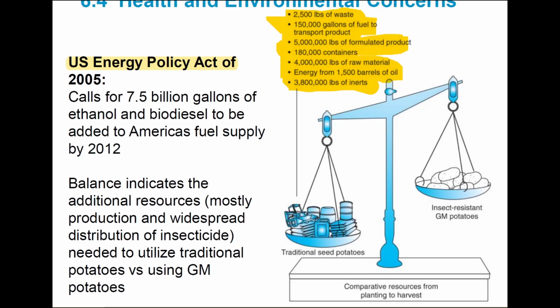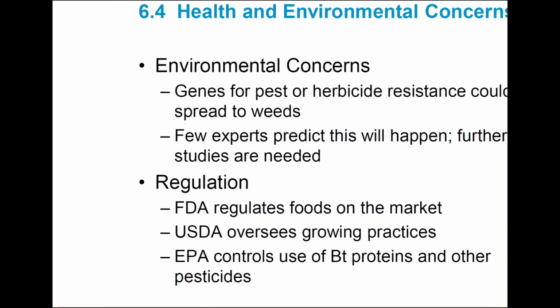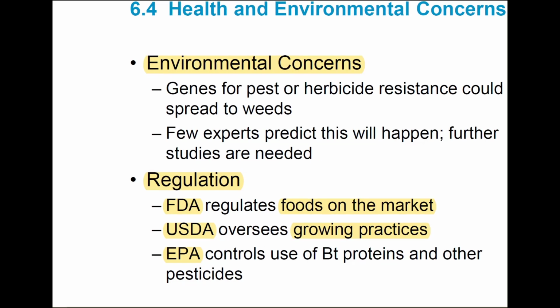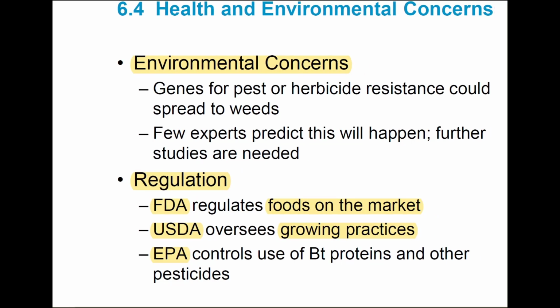Genes for pest or herbicide resistance could spread to weeds. Few experts predict this will happen. Further studies are needed. There's extensive regulation, so studies are done. You cannot just suddenly start selling a GMO seed to farmers. It has to go through the USDA, United States Department of Agriculture, and it has to be approved before you can do this. So the FDA and USDA oversee growing practices and regulate foods on the market, and the Environmental Protection Agency controls use of BT proteins and other pesticides. So all of these groups have basically said the safety of GMO is supported by all of these scientific groups plus medical bodies, etc.